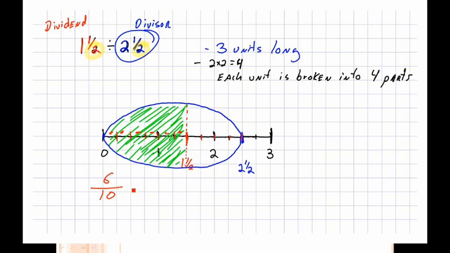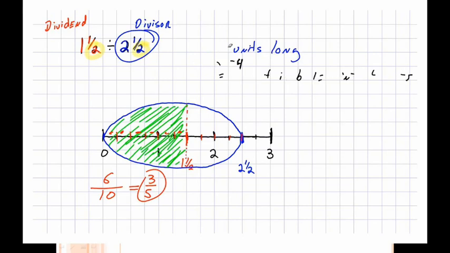Well, I can actually reduce that. 6/10 reduces. Each one of these can be divided by 2. So that's 3/5. So if I take my 1 1/2 and I divide it by 2 1/2, I should get 6/10 or 3/5. Let's verify this. Now, we're going to have to do this just like the multiplication of fractions. Remember, mixed numbers have to be rewritten as improper fractions before you can do your multiplication and your division.